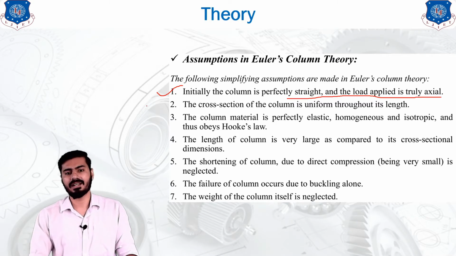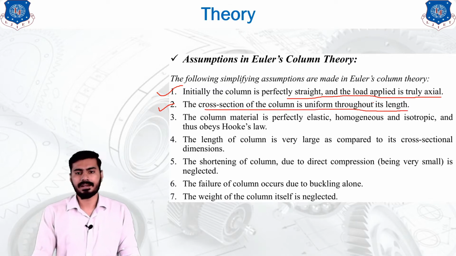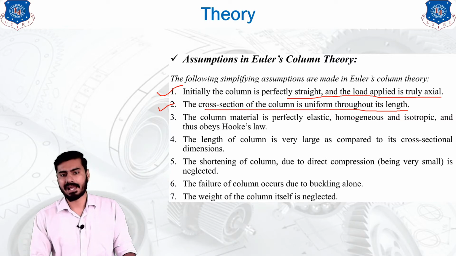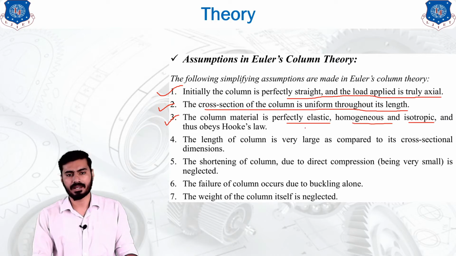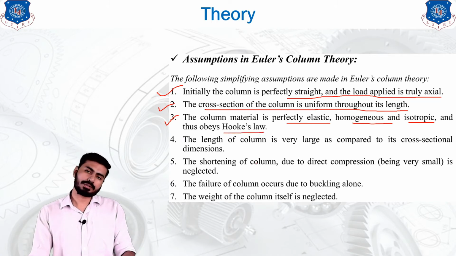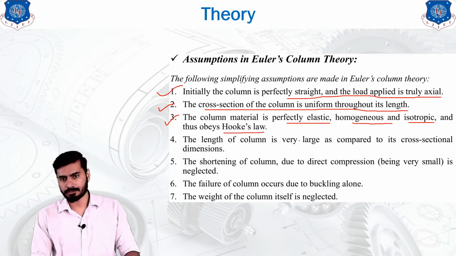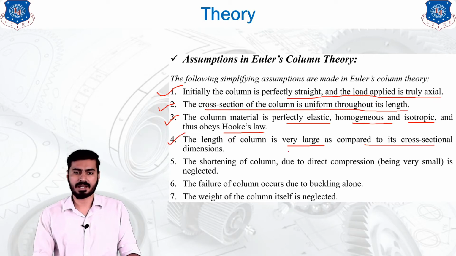Now the second assumption is that the cross section of the column is uniform throughout its length and is not changing with respect to the length. The third assumption is that the column material is perfectly elastic, homogeneous and isotropic. These are the conditions based on which we are going to apply Hooke's law, since Hooke's law obeys those rules because of those assumptions. Now the fourth one is that the length of the column is very large as compared to its cross-sectional dimension.